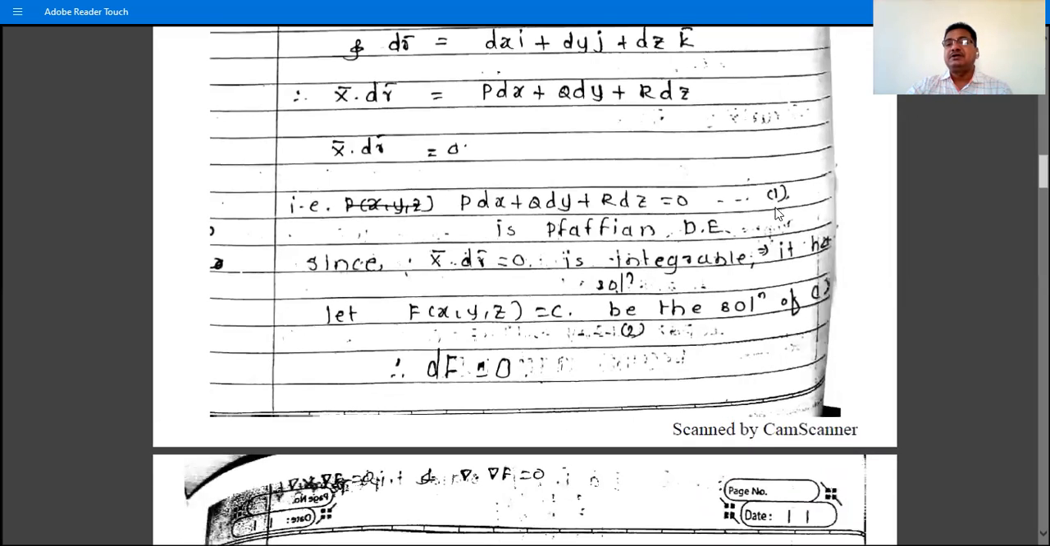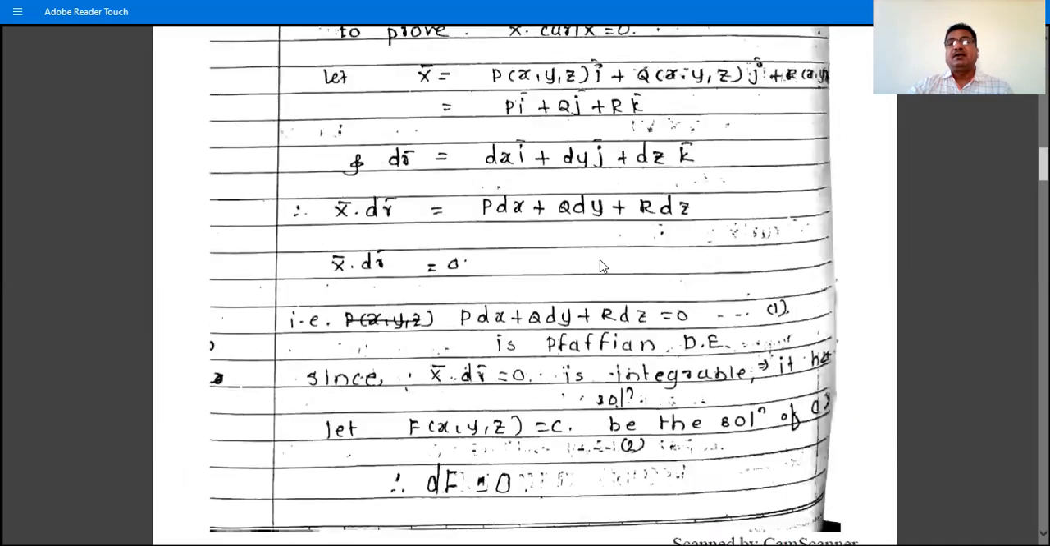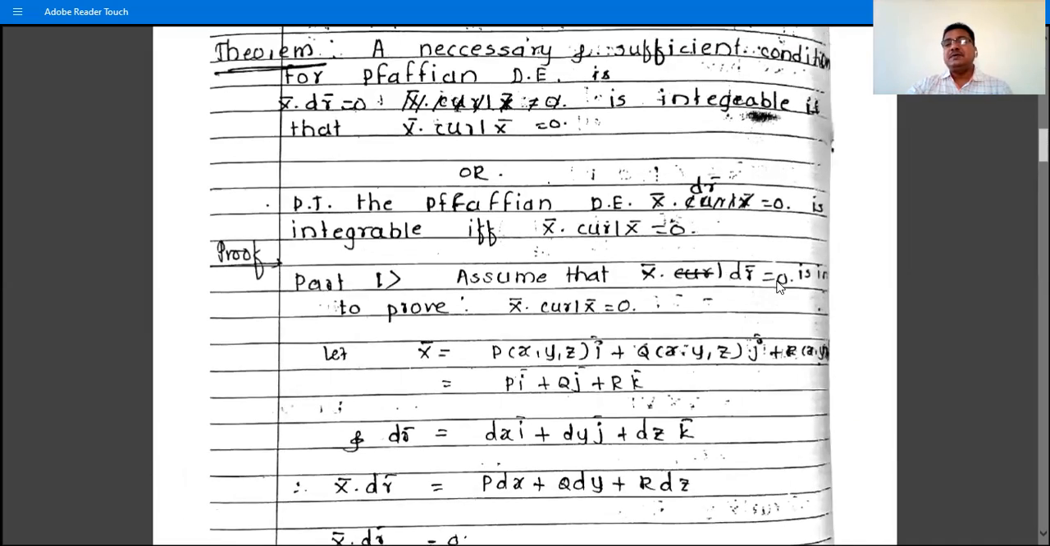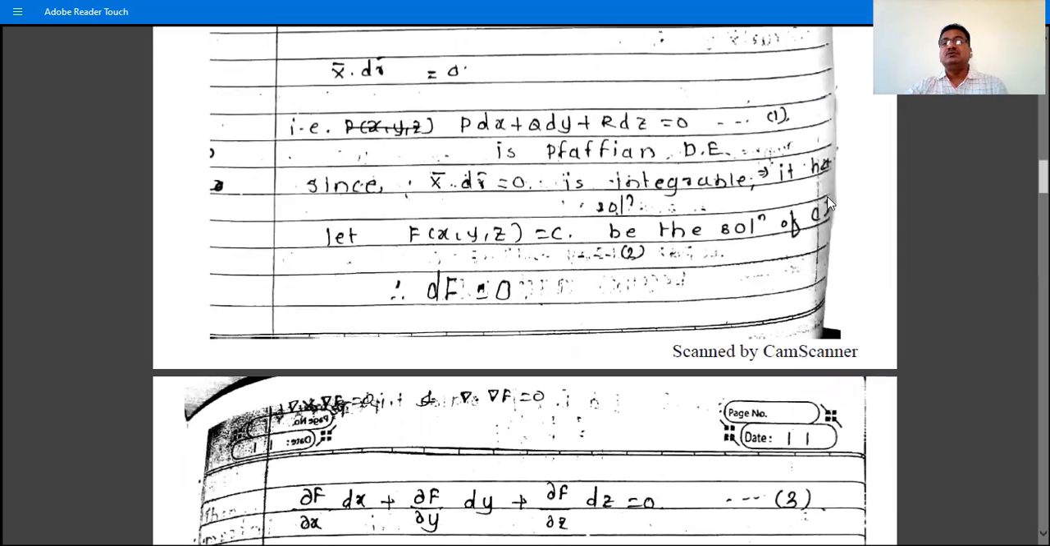Suppose this is the given Pfaffian differential equation. Since x bar dot dr bar is integrable, it has a solution. Our assumption in this part is that x bar dot dr bar is integrable, meaning it has a solution. Suppose f(x,y,z) is equal to constant b is the solution of this equation number 1. Numbering it, suppose this equation is 2. We know that the solution of the Pfaffian differential equation in x, y, z is a function of x, y, z equal to some constant.